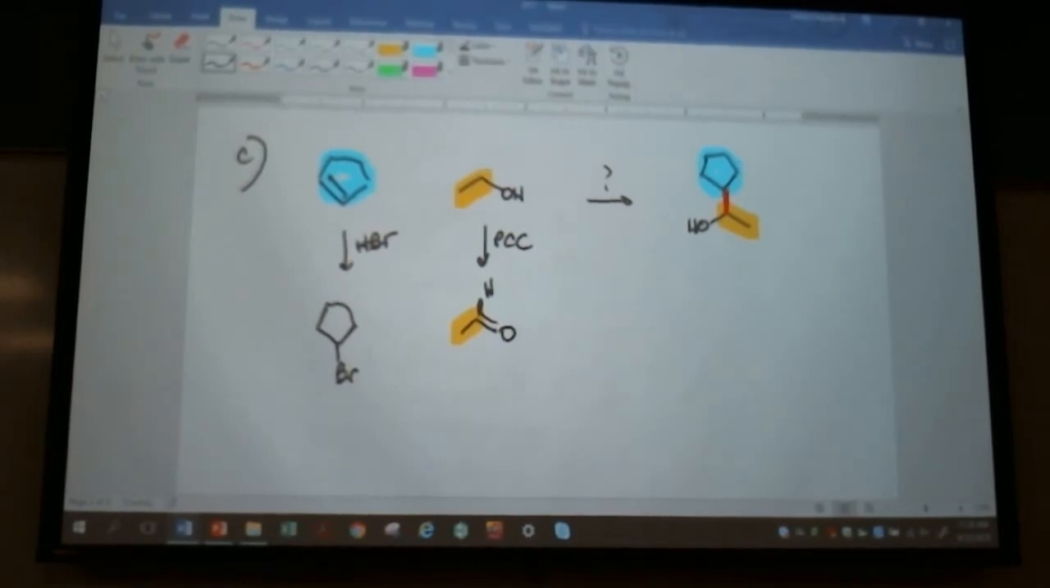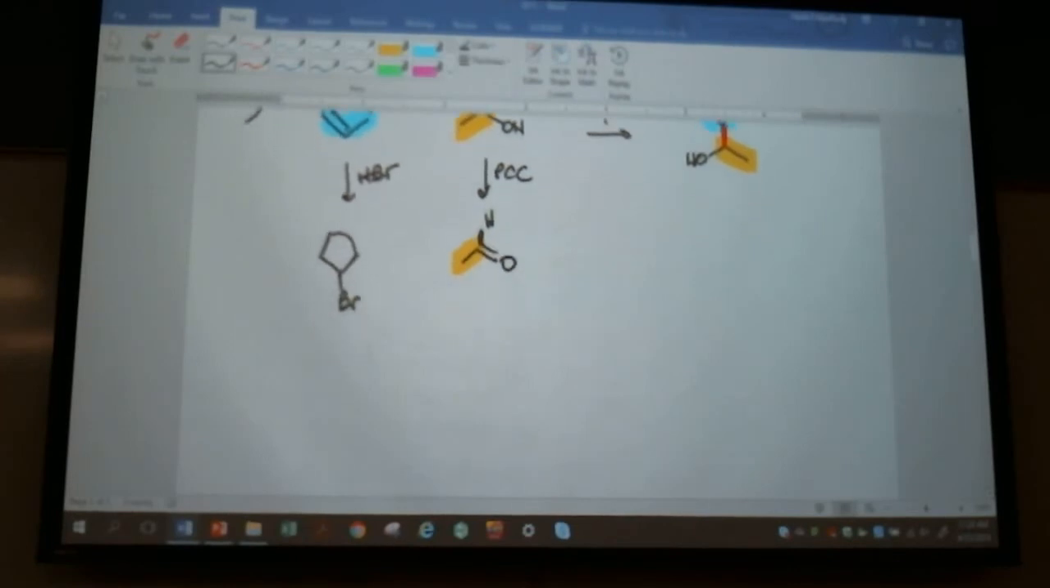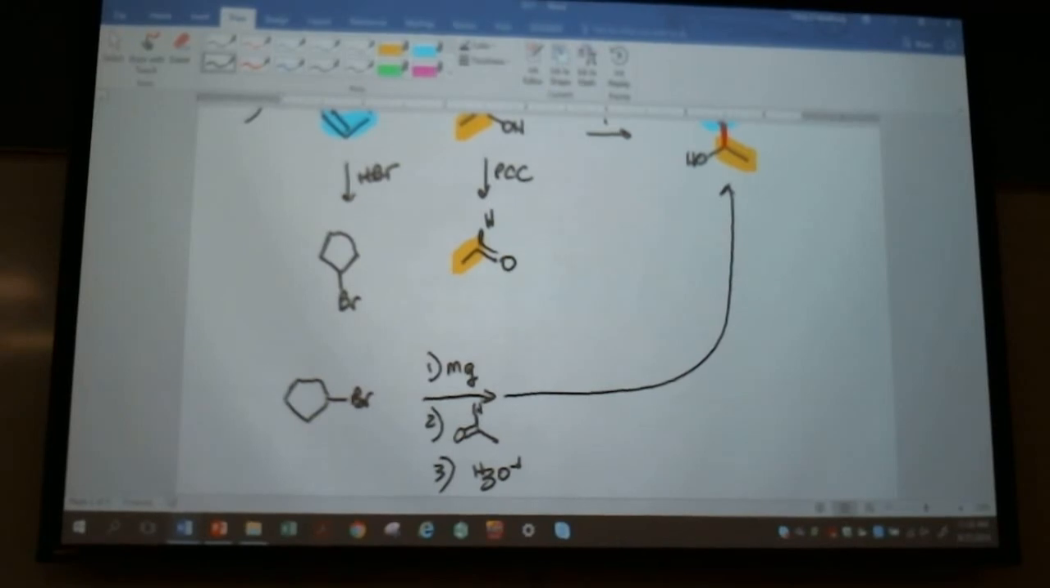Once I have the two things that I need, then I do the actual reaction, right? So I have this halide. First, I put the magnesium, form the Grignard. Second, I put the aldehyde. And third, I hydrolyze, and I end up with this product.